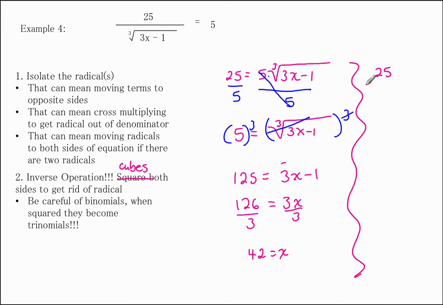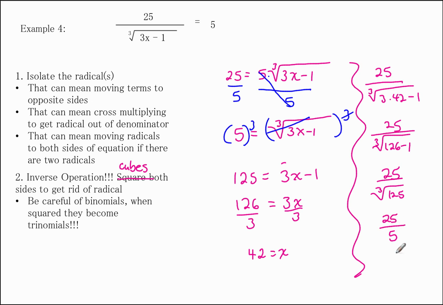I'm going to come over here and check myself. So 25 over the cube root of 3 times 42 minus 1. Well, 3 times 42 is 126. The cube root of 126 minus 1 is the cube root of 125. And the cube root of 125 is 5. 25 divided by 5 does get me 5. So my answer checks.